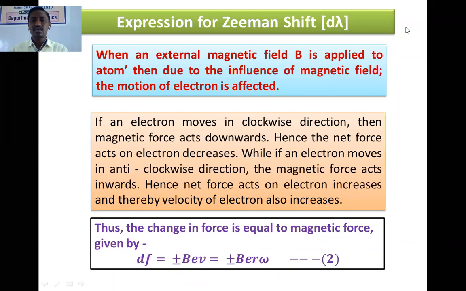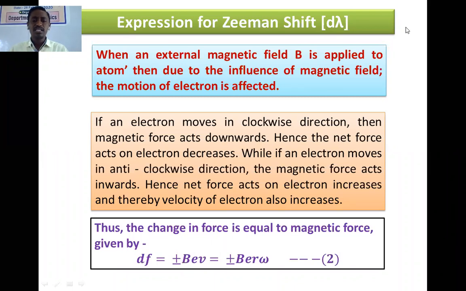In the second case, if the electron moves in an anti-clockwise direction, the magnetic force acts inwards. So in the first case the force acts outwards, and in the second case the force acts inwards, and hence in this case the net force acting on the electron increases. Thereby the velocity of the electron either decreases or increases depending upon the value of the magnetic force.